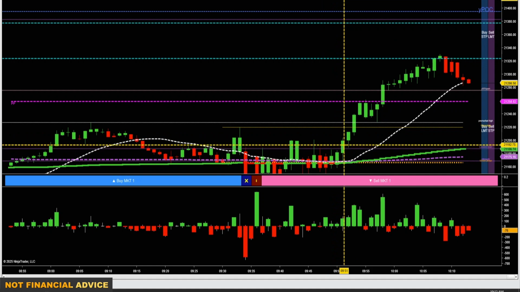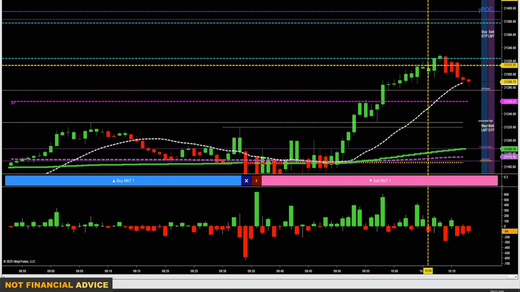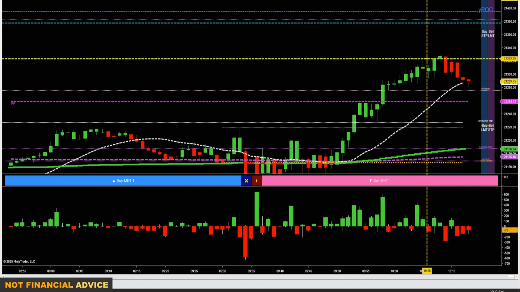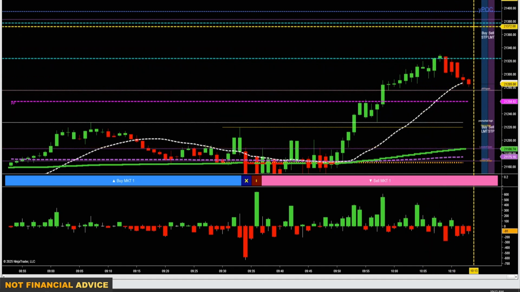HEIKIN ASHI was green that whole move up after the breakout here. And then where did we stop? Previous day VWAP close. Great key level to have on your chart. It's part of the MMT Ultimate VWAP indicator.